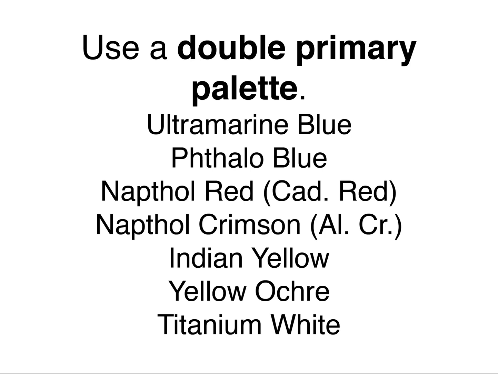So ultramarine blue is the warmer of the two blues. Phthalo blue is the cooler. Naphthol red is the warmer, and naphthol crimson is the cooler. Indian yellow is the slightly warmer. Yellow ochre is the slightly cooler. They're pretty closely related, much more so than the other two.